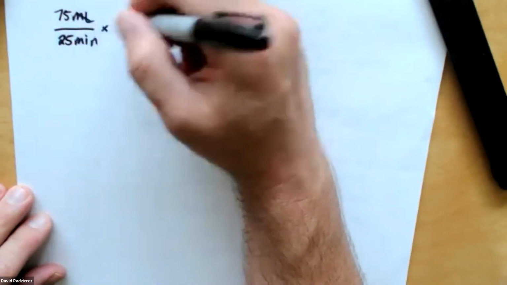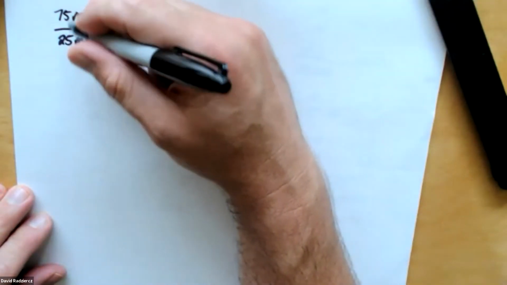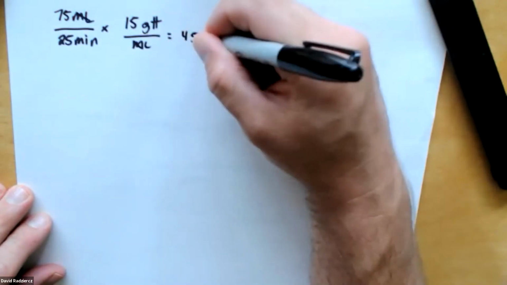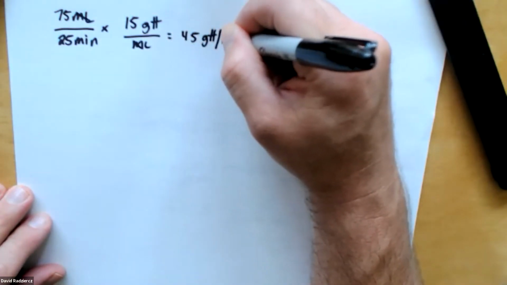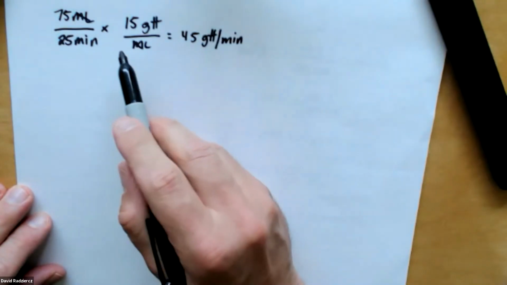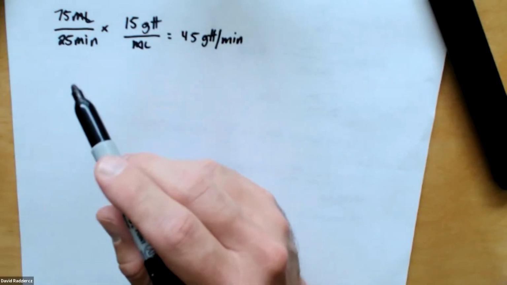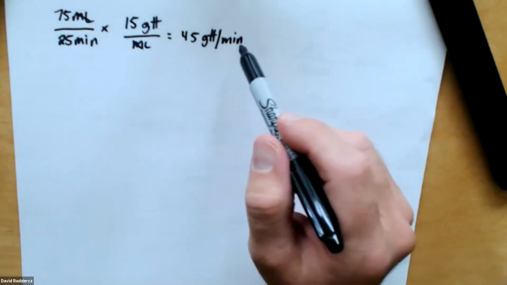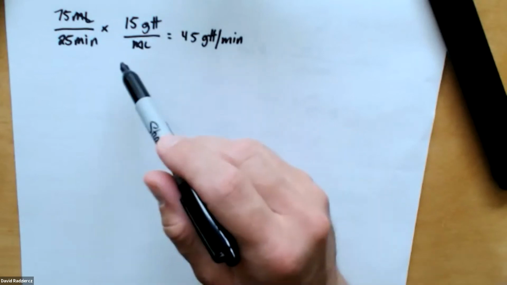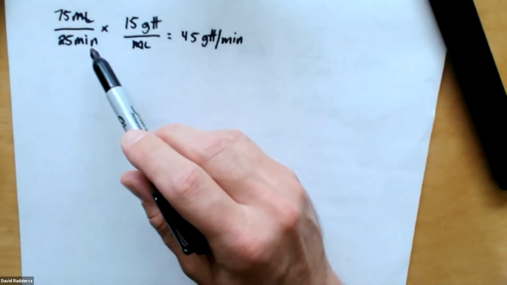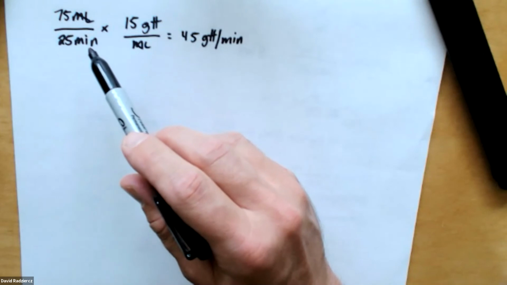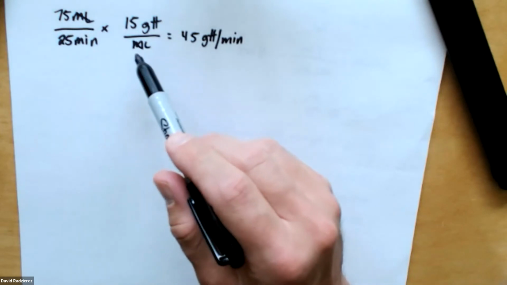So 75 times 15 divided by 25, or if you reduce this, you get 45 drops per minute. Do not convert minutes to hours and then go back to minutes. That's a wasted step. If it's already in minutes and your final result is in minutes, leave it in minutes. The only time you should really do any kind of converting here is if this is in hours. So if it were 75 milliliters per 3 hours, then you would convert hours to minutes and then go about solving that type of equation.